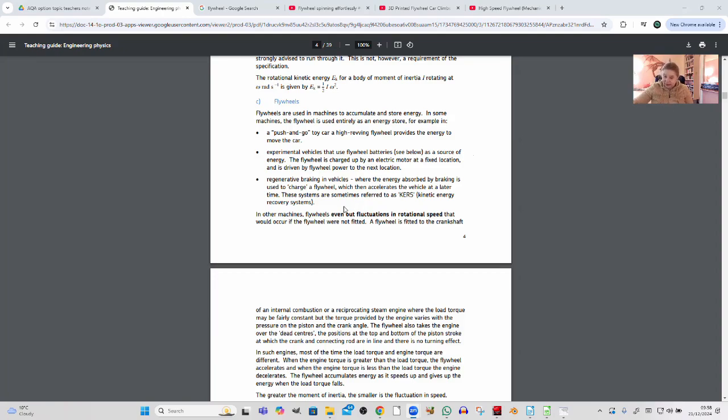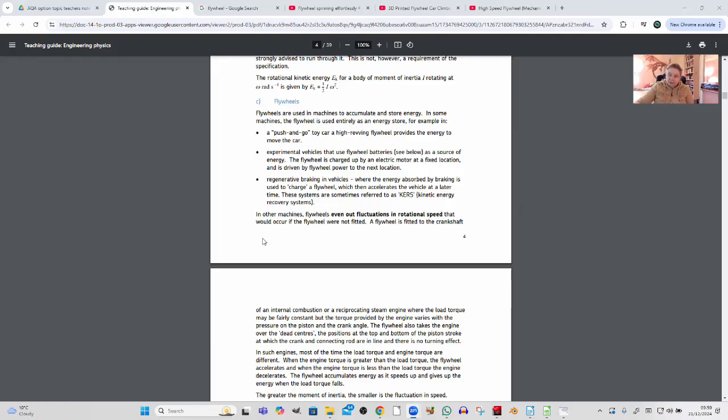And regenerative braking in systems. I don't know of regenerative braking systems that are called KERS. This specification was written 20 years ago, really. Although this particular specification was started in 2016 for first examination in 2017, they've been doing engineering options for many years. And the kinetic energy recovery systems, they're not really called that. They're regenerative braking, that's what people call them now.